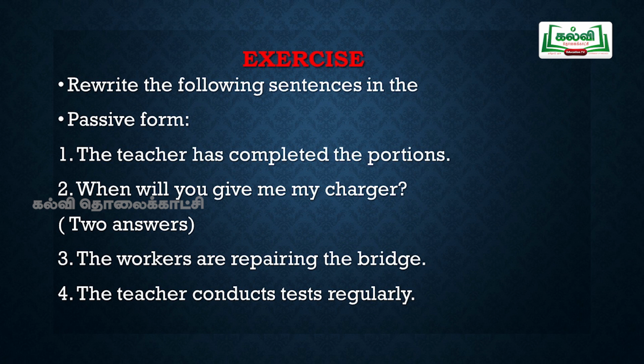Second sentence, when will you give me my charger? Now remember there are 2 objects in this sentence. When will you give me what? My charger. When will you give whom? Me. Me is the answer. Therefore you get 2 answers here. So when will I be given my charger? Answer 1. When will my charger be given to me? Answer 2. Now third sentence, the workers are repairing the bridge.